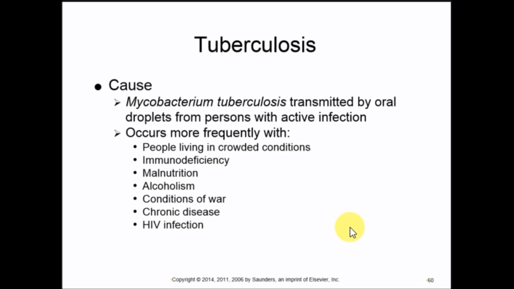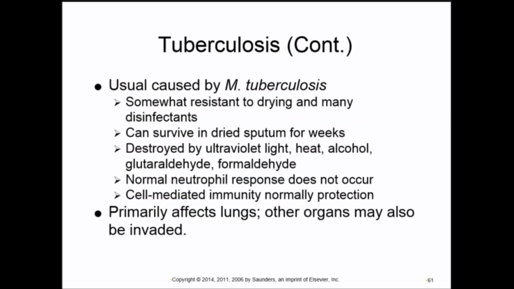and it's usually more frequent in crowded conditions. So people living in crowded conditions, 10 or 15 persons in a small space, or if this person is weak for some reason: immune deficiency, malnutrition, alcoholism, during war, or someone having a chronic disease, HIV and so on. Anything that makes the person weak can cause TB. So the causative organism is Mycobacterium tuberculosis.